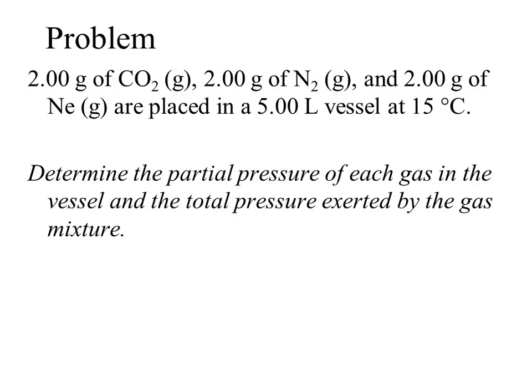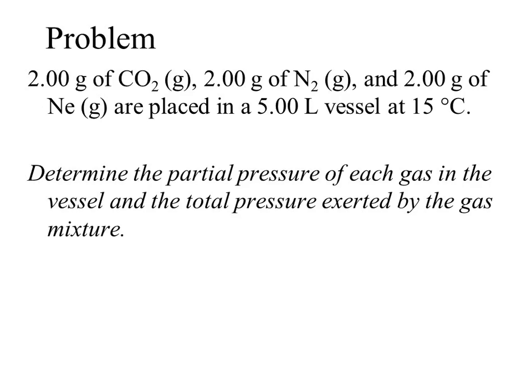Of course, if you're using P equals nRT, you're going to have to put that 15 degrees Celsius in Kelvin. So there's definitely more than one way to skin this cat, but you're supposed to come up with the partial pressures of each of the three components, carbon dioxide, nitrogen, and neon, and the total pressure.